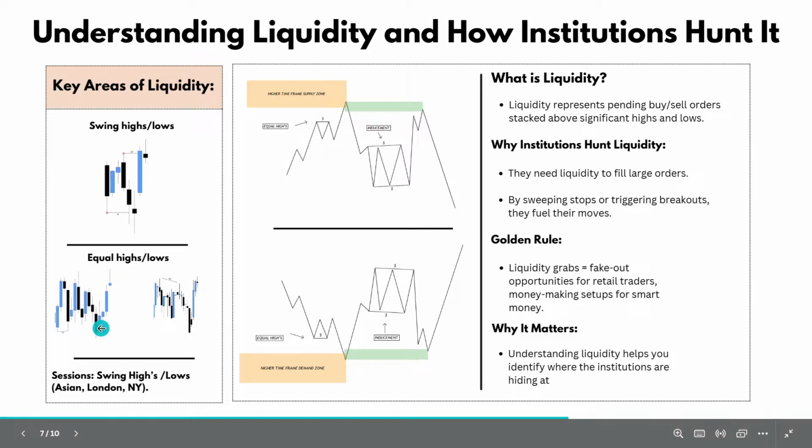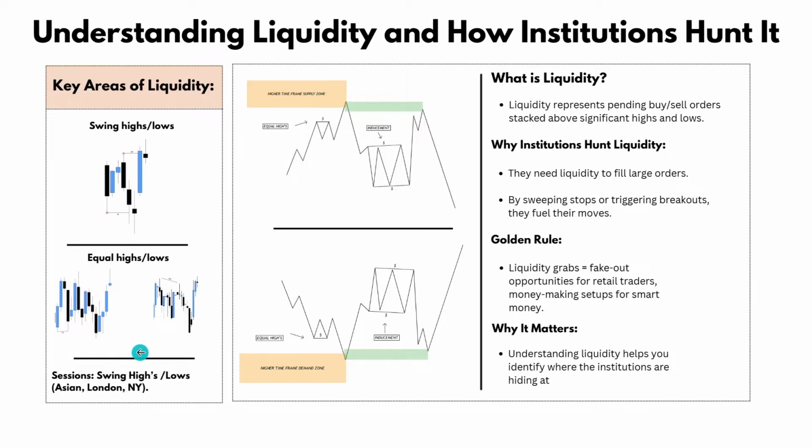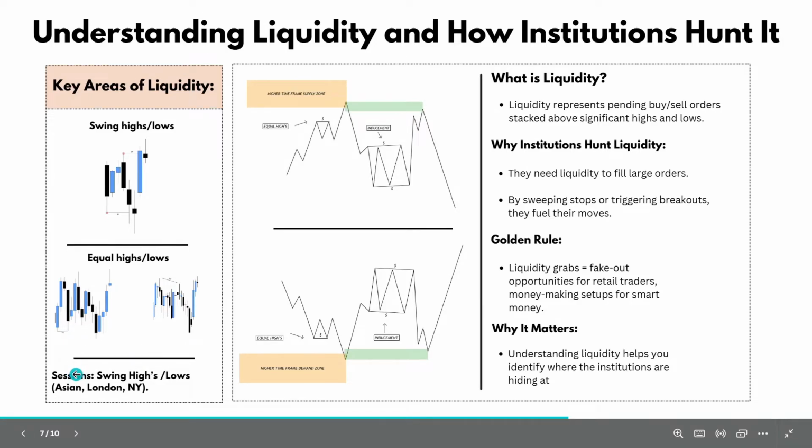Other key areas of liquidity are the sessions' swing highs or the sessions' swing lows. We can have the Asian highs or the Asian lows, the London highs or the London lows, or the New York highs or the New York lows be key areas of liquidity as well.